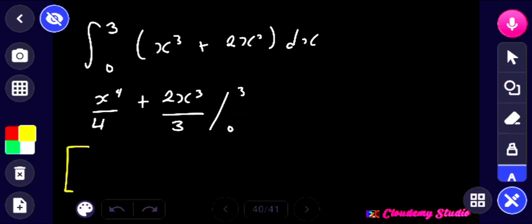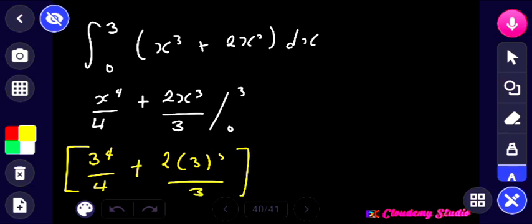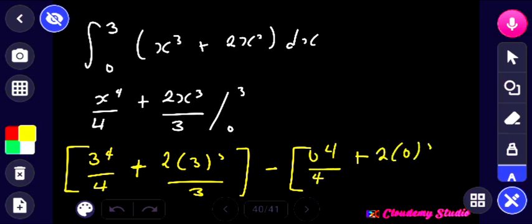That's going to give us 3 raised to power 4 divided by 4 plus 2 multiplied by 3 raised to power 3 divided by 3, minus 0 raised to power 4 divided by 4 plus 2 multiplied by 0 raised to power 3 divided by 3.